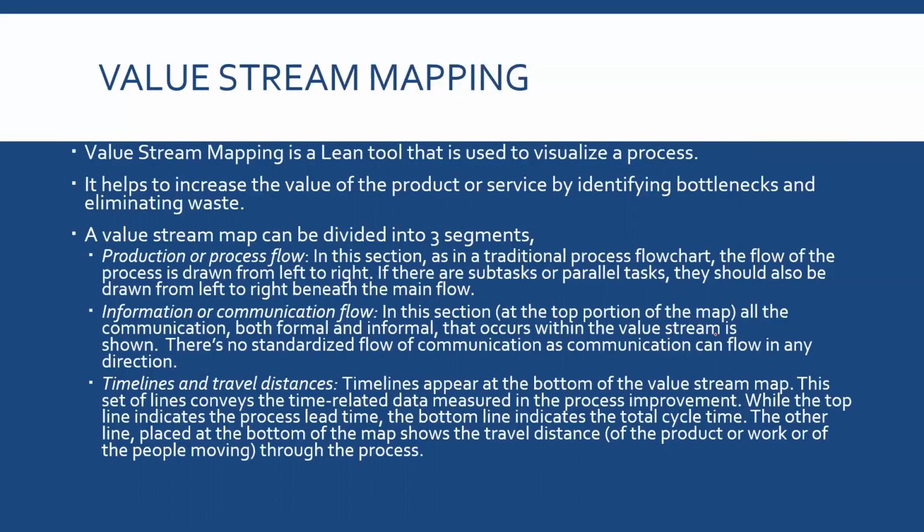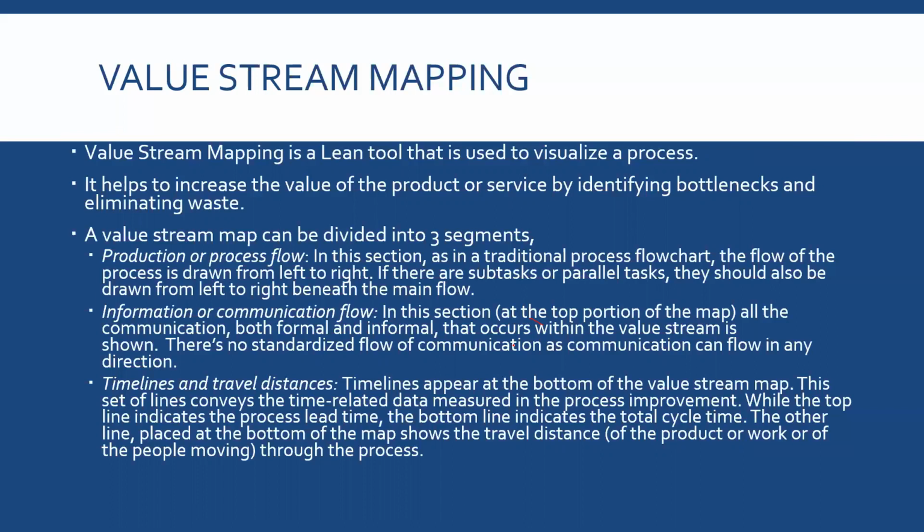Information communication, these are basically the arrows that we see at the top portion of the map. All the communication, both formal and informal, that occurs within the value stream is shown. There is no standardized flow of communication, as communication can flow in any direction. So there's no saying left to right or right to left. It could be in any direction.